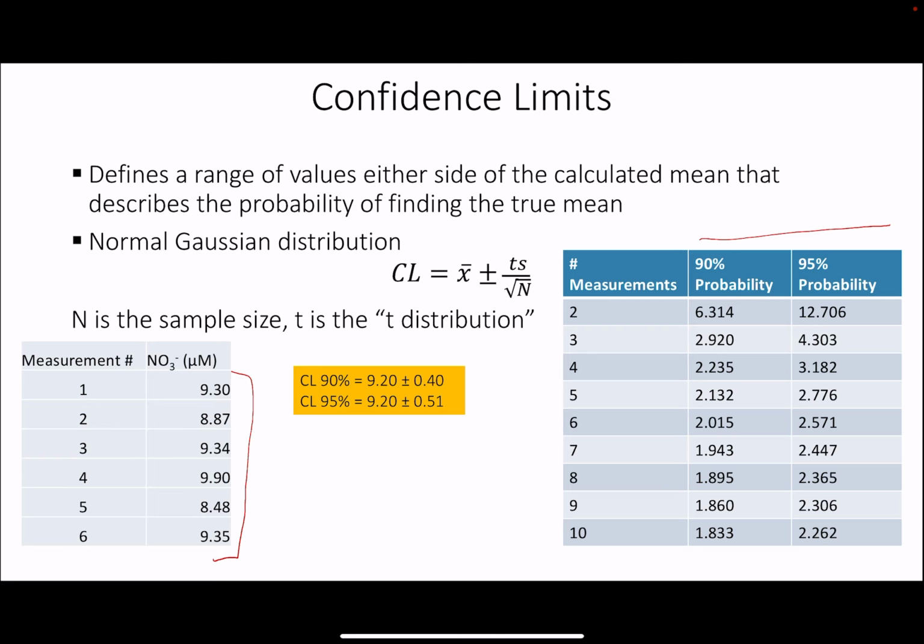And so in this case, you'd report the mean, 9.2, plus or minus the confidence interval. If you use 90% probability, it's 0.4. If you go to 95% probability, it's 0.5. And again, this is a useful way for people to understand exactly how well you know the number that you measured.